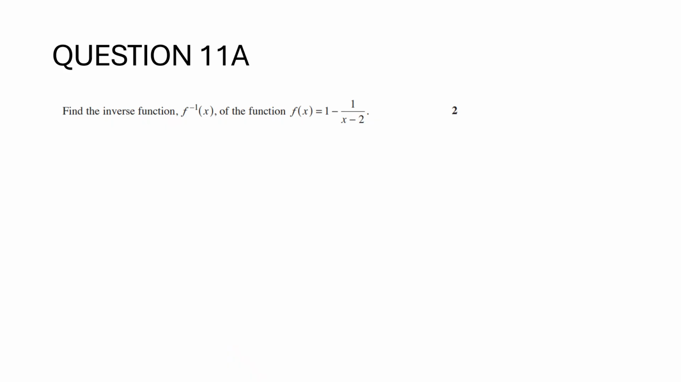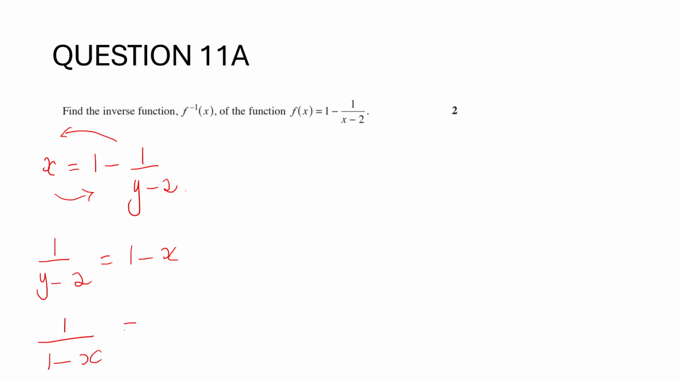11a, find the inverse function of the function f of x is equal to 1 take away 1 over x minus 2. Alright, we're going to start by switching the x and the y. So we're going to have x is equal to 1 minus 1 over y minus 2. So I'm just going to take that over that side and this over this side. So 1 over y minus 2 is equal to 1 minus x. And then switching them, 1 over 1 minus x is equal to y minus 2. And so y is equal to 2 plus 1 over 1 minus x.